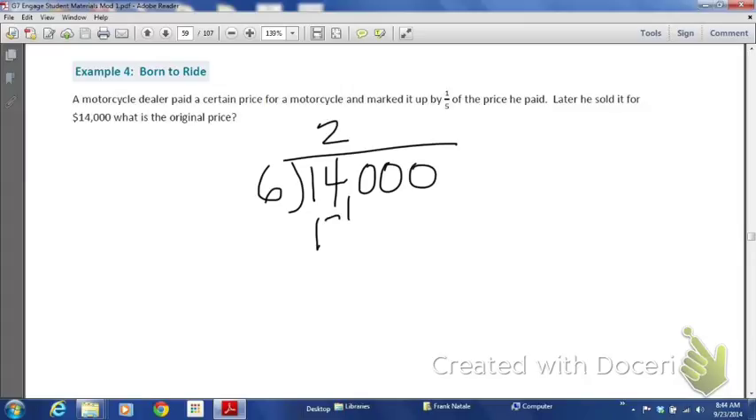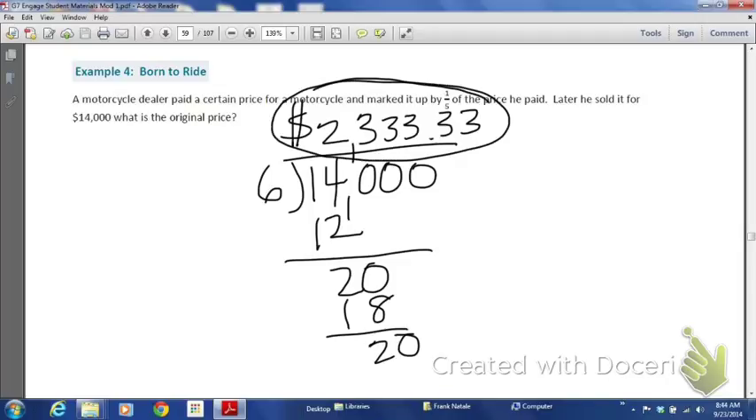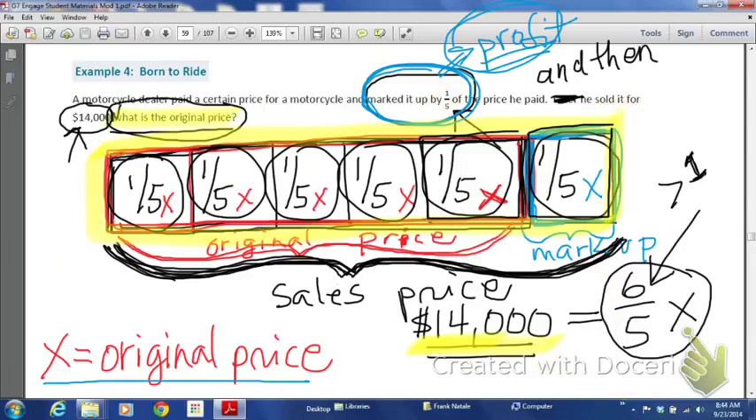Just nice to remind you how to do all this. 12, and that's 3, 18, and you can see what's going to happen here. See some repeating going on? It's going to repeat the 3 forever. So each one of those sixths is equal to $2,333.33.